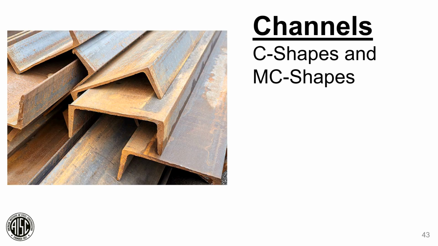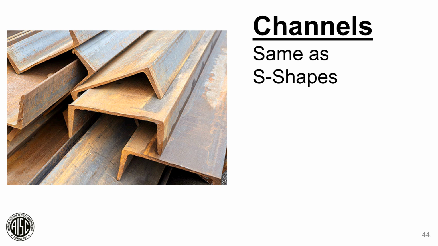Channels. We're going to talk about C-shapes and also MC shapes. There really isn't a lot of difference between what we looked at for channels and what we looked at for S-shapes. The same ASTM numbers are available for channels as they are for S-shapes. What I can tell you is it is more common for you to find A992 channels in a fabricator's shop rather than A36 channels. A992 is probably the most common material you're going to find in a fabricator's shop for channels.